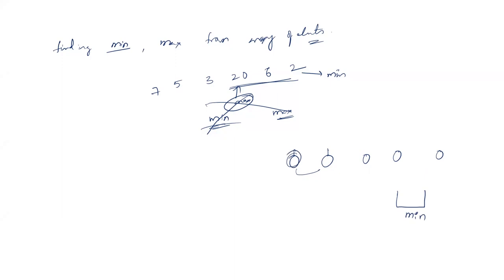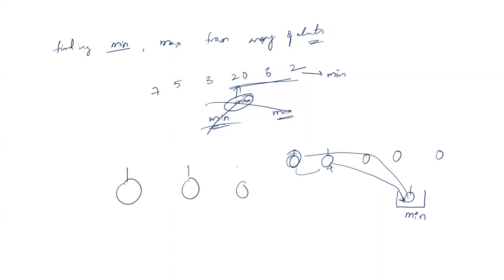Whether this apple is smaller, first think that this is the smaller one, so I'm keeping this as the smaller. After that, this smaller apple with this apple: is this the smaller apple or is this the smaller apple? I'm going to check. If this is the smaller apple, I'm going to replace that there and keep this here. I'm taking this smaller apple here.